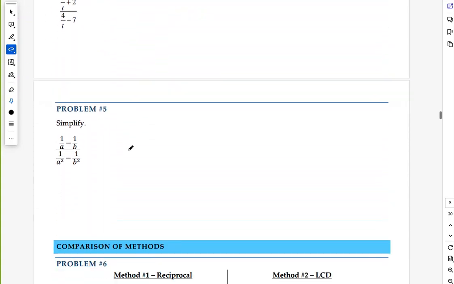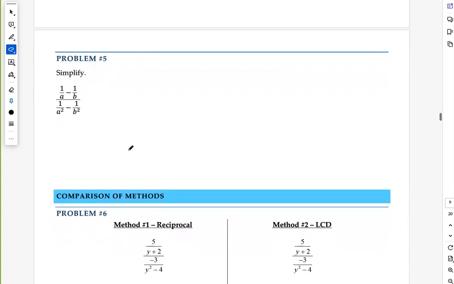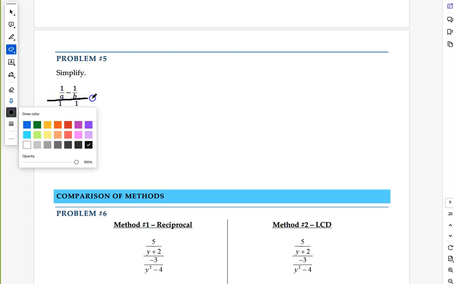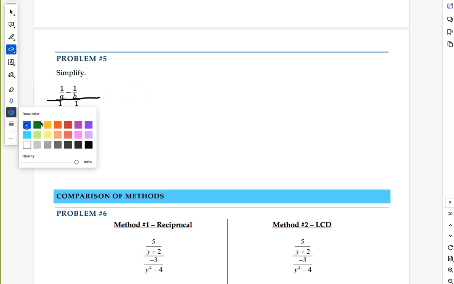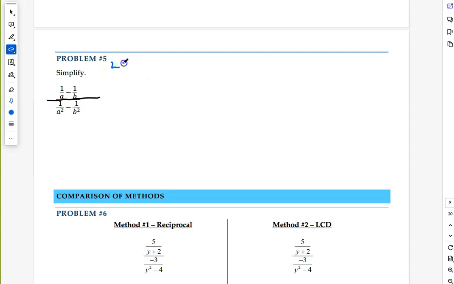Okay. All right, let's do one more here so we can see. Let's do this one because we haven't done one quite like this yet. All right, so at top I've got 1 over a minus 1 over b, and then on the bottom I've got 1 over a squared minus 1 over b squared. So again, remember, on this second method, it wants us to find the LCD of both of the denominators.